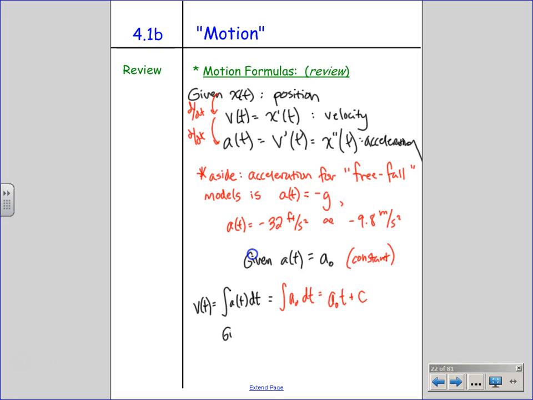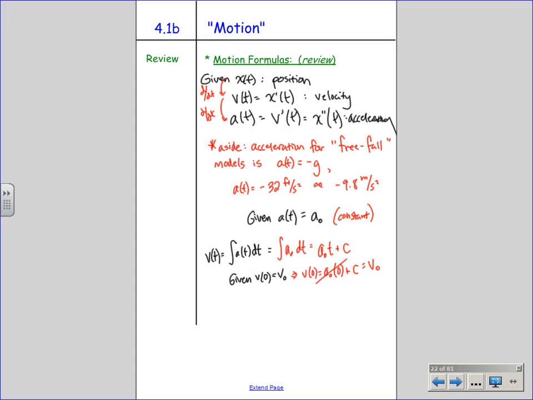What if you were given v of 0 is v naught? If you're given a clue about the function that you're finding, what do we do with clues if we have plus c's? Plug it in and then get the actual, right? So what if you were to plug in v of 0? What's going to happen when you multiply a sub naught times 0? So guess what the constant's going to be? The initial velocity, which is why we can say v of t for a free fall model is going to be a sub naught t plus v sub naught.